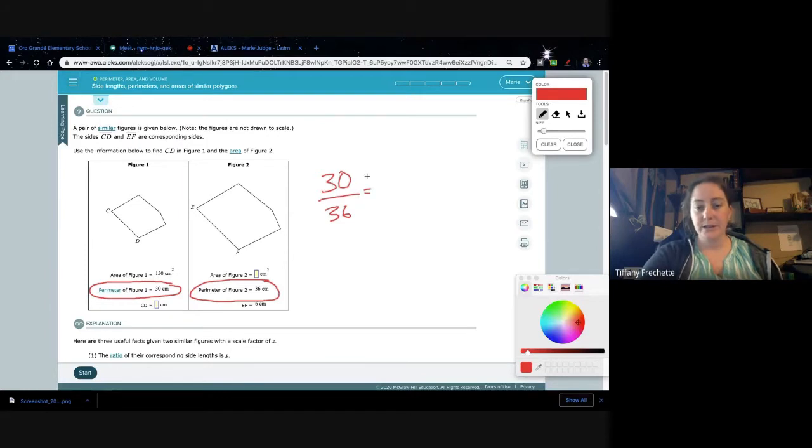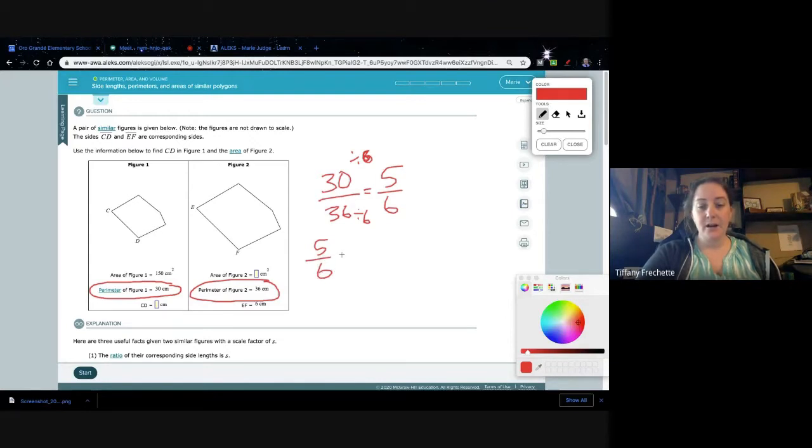So then I reduce this and I get 5 over 6 because I divide by 6 on both sides. I was writing the wrong number there. So I divide by 6 on both sides and I get 5 and I get 6. So here's my ratio. So I have 5 and I have 6.